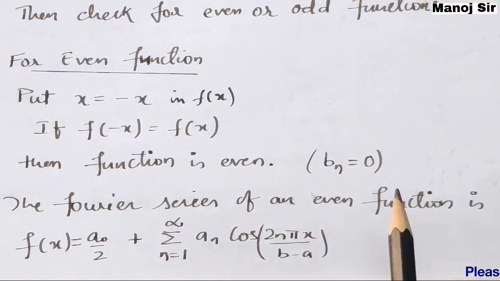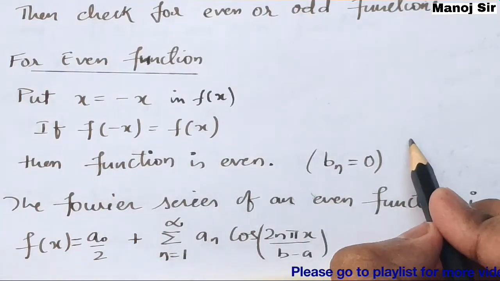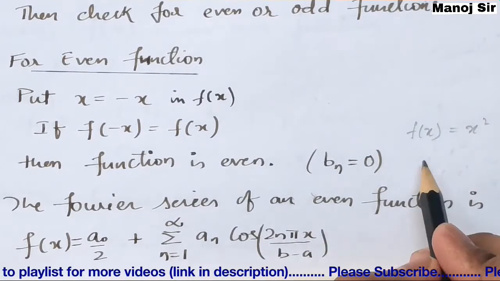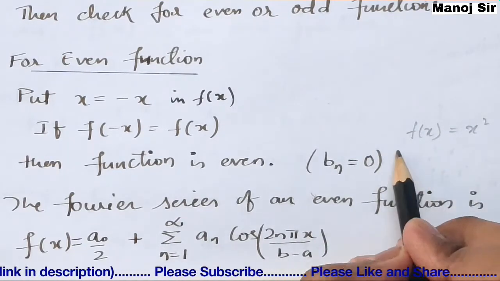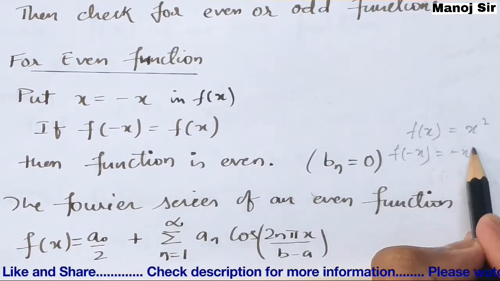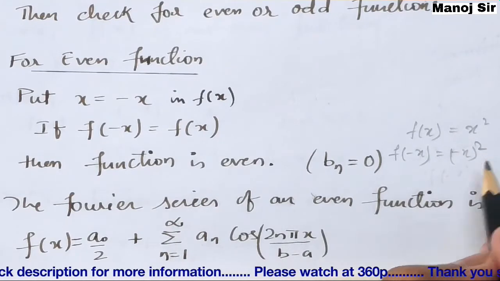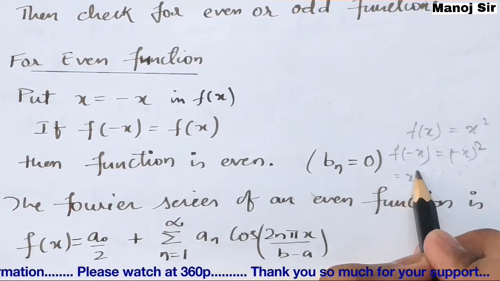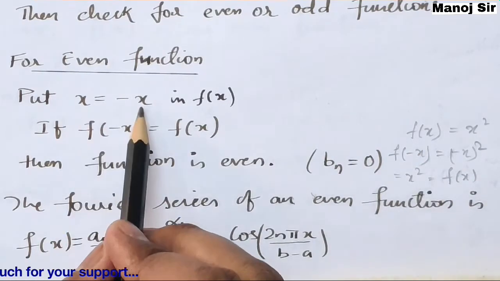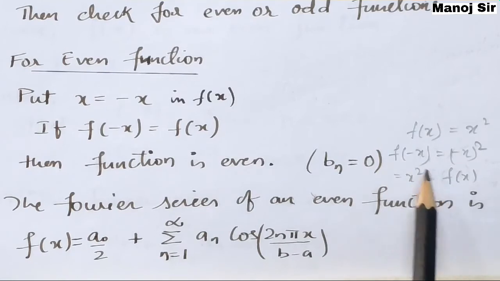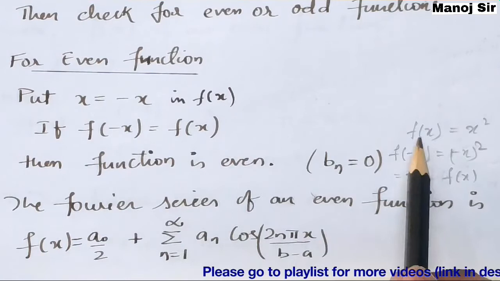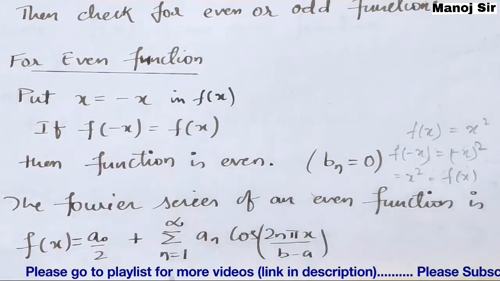Now we will take one example. Let's suppose the given function f of x is x square. In that case what we need to find is f of minus x, that is minus x whole square. If you solve this you will get x square, this is f of x. Here we can say on putting x equals to minus x, f of minus x becomes f of x. In that case we will say that the given function f of x, that is x square, is an even function.